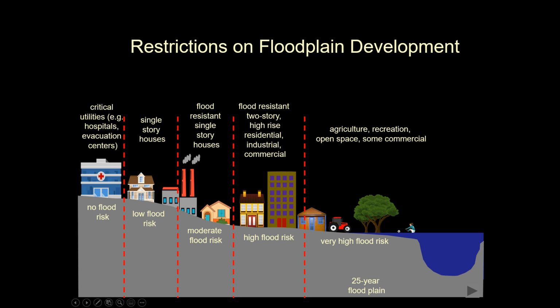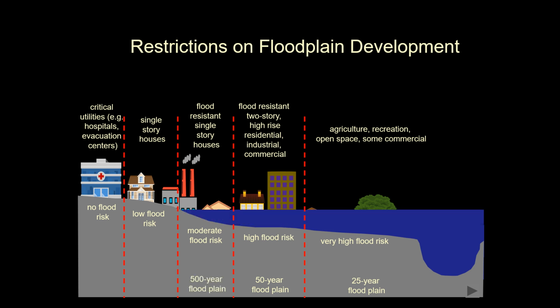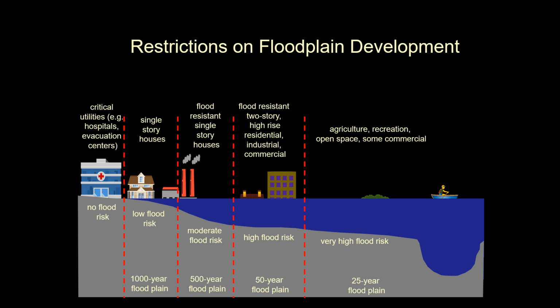So flood-resistant two-story high-rise residential, industrial, commercial, those areas are still at risk and may lie within the 50-year floodplain, or the place that floods on average every 50 years. And then for moderate risk, the 500-year floodplain. Those are pretty rare to have floods in, but it may flood. And then areas that are even higher, the 1,000-year floodplain, single-story houses, so it may be safe to build in those areas. And then no flood risk, you'd probably want your critical utilities, hospitals, evacuation centers, other things that are really critical, sited in areas that have no flood risk.